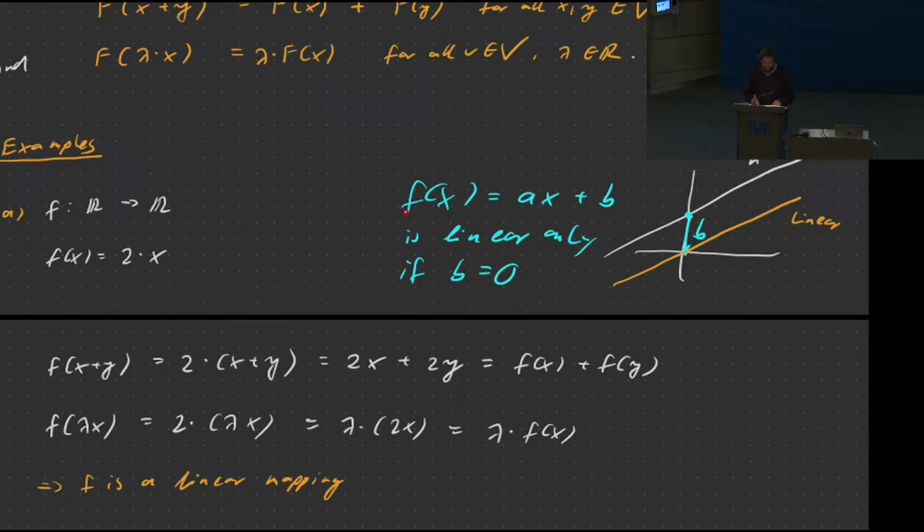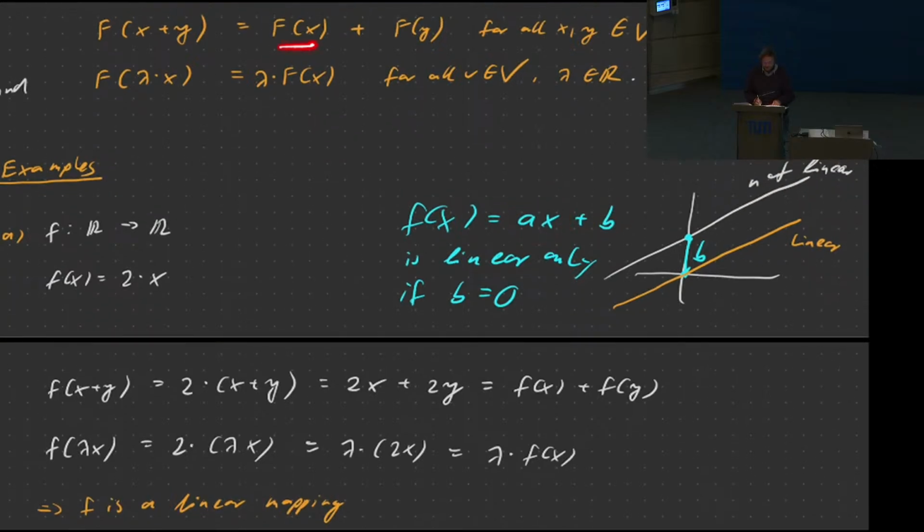If you try to compute f of x plus y, then this is not troublesome, but you only get this factor b once. And on the other hand, if you split it up and compute f of x plus f of y, you get a factor b twice. And that's the same thing only if b is 0. Right? So please don't confuse this.